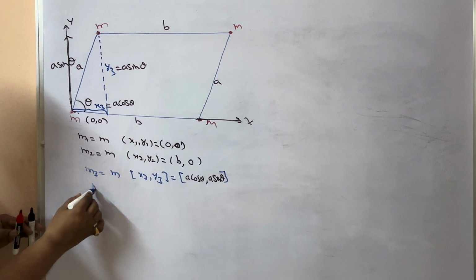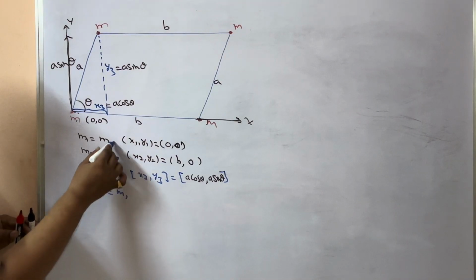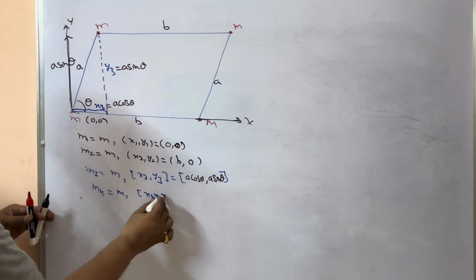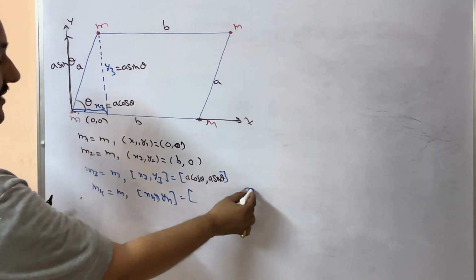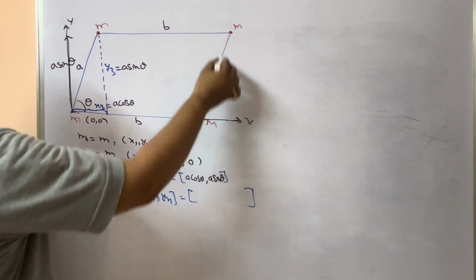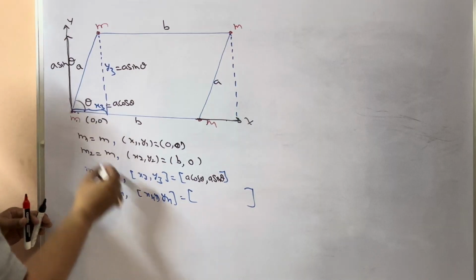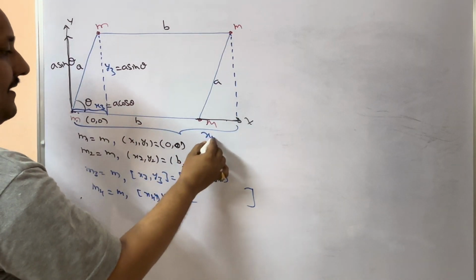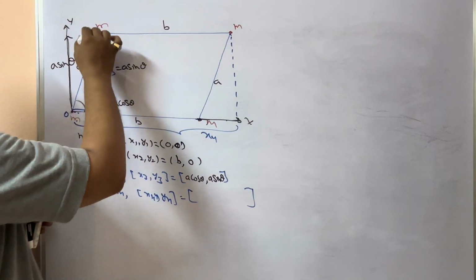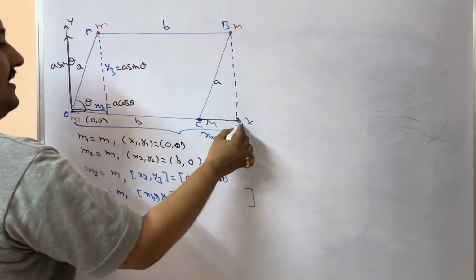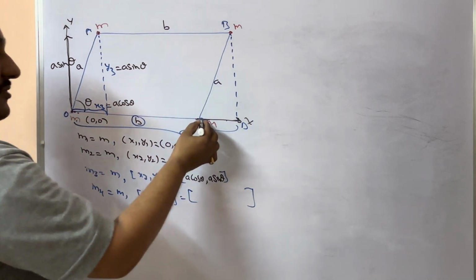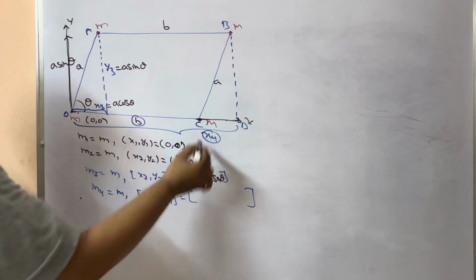Next, m4 is going to be m, at x4, comma y4. So what is x4? From the origin to here. This is going to be x4. But we already came to know from here to here. Let us assume the corners are O, A, B, C, D. We came to know OC. What is OC here? It is B. We should come to know CD to find x4.